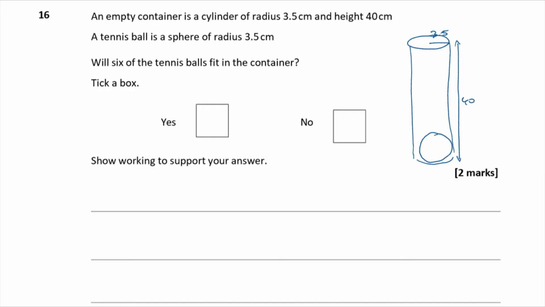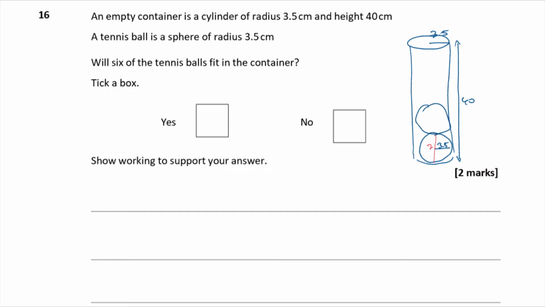Now the sphere, or the tennis ball, has got the radius of 3.5. So that means it fits in the width, doesn't it? It has the same radius as the 3.5 cylinder. Assuming it fits in, it's going to be a snug fit, but let's assume it does. Now what's the height of that tennis ball? If it's got a radius of 3.5, then it's going to reach 7 centimeters up, because it's 3.5 and 3.5 making 7. It's got a diameter of 7, so each tennis ball is going to have a diameter of 7.